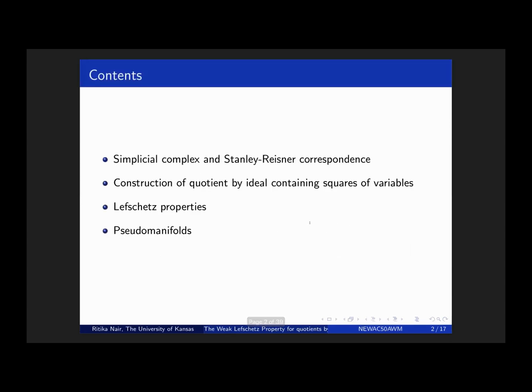So, first of all, these are the contents. I would just give a brief introduction of what a simplicial complex is and the Stanley-Reisner correspondence, from where we would move on to the construction of the ideal which we are going to be dealing with in our project, and then a brief overview of what you mean by the Lefschetz properties, followed by one such application in the case of pseudomanifolds.